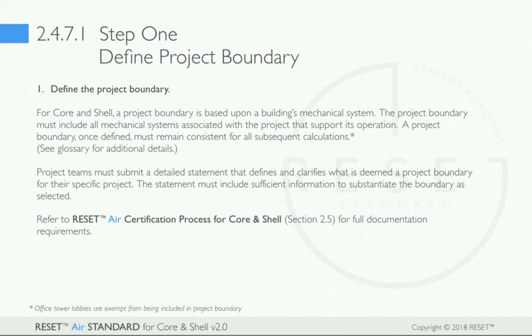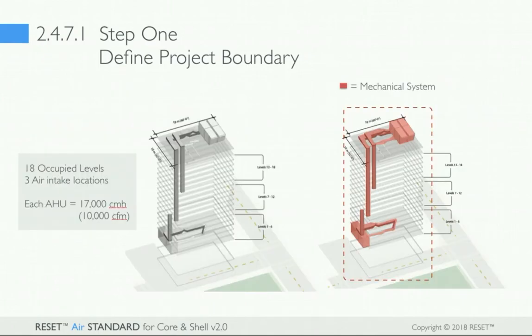So unlike CI, we really want to make sure that the core and shell project boundary includes all the mechanical systems associated with the project that support its operation. Our project boundary, once it's defined, must remain consistent for all subsequent calculations. And you need to submit a detailed statement that helps us understand what you have deemed a project boundary. And here's an example of what that might look like as an assessment.